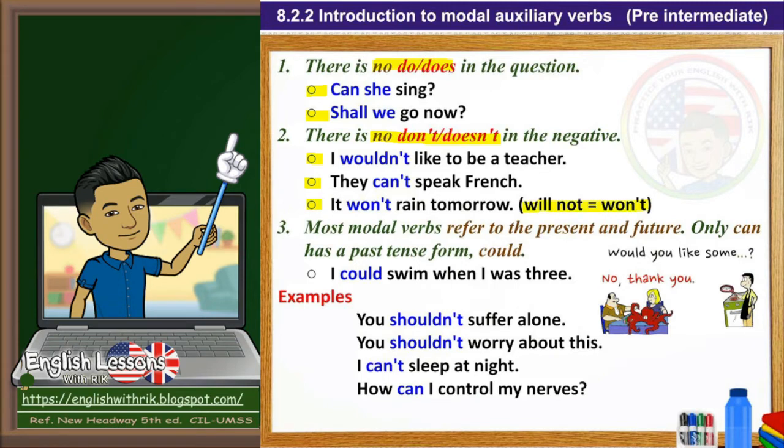Most modal verbs refer to the present and future. Only can has a past tense form, could. I could swim when I was three. Here are some more examples. You shouldn't suffer alone. You shouldn't worry about this. I can't sleep at night. How can I control my nerves?